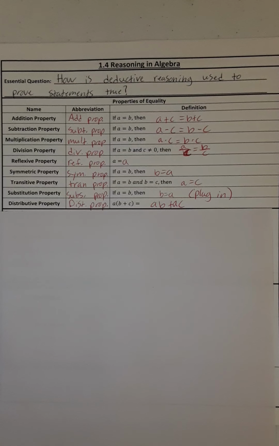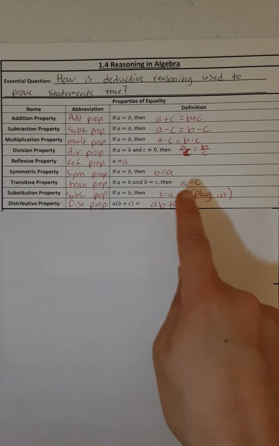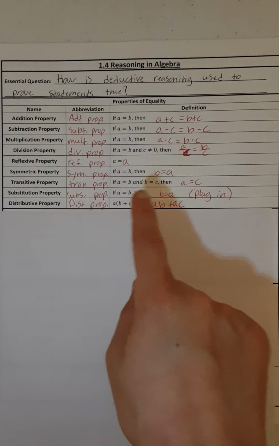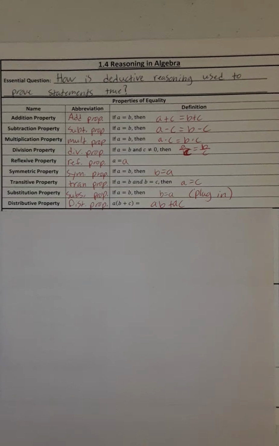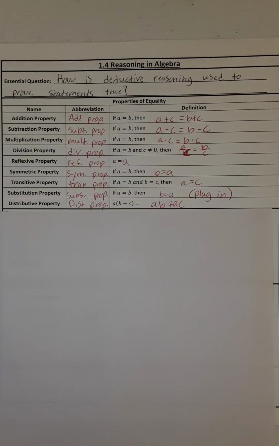The substitution property says if A equals B, then you can plug in B for A, or substitute one thing for something else. We'll see this later. The distributive property says if A is multiplied by parentheses B plus C, then we have AB plus AC. Those two statements are equal. I suggest that you pause the video and finish getting any of that in.